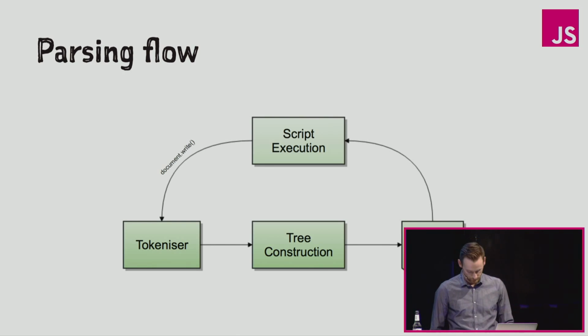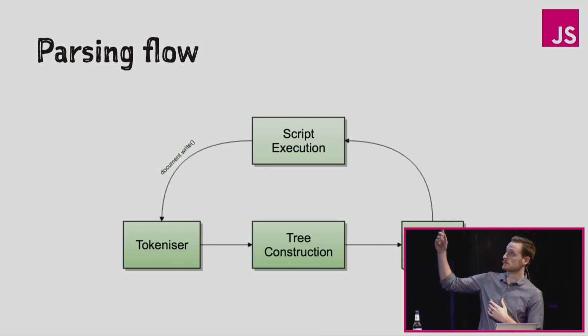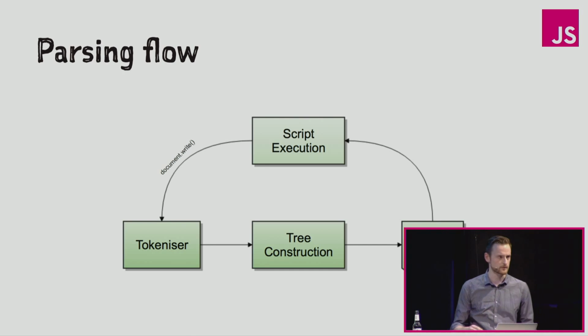So the parsing flow, these are terms common to if you've learned about parsing or not. So there's tokenization, that takes the text and turns it into what's called tokens. That'll then create the parse tree, which will then create the DOM tree, which we all interact with in JavaScript. That's the thing that you look at in the browser when you're creating or querying the DOM. That's what you're looking at. And we won't go into the script execution bit, we'll cover that later.